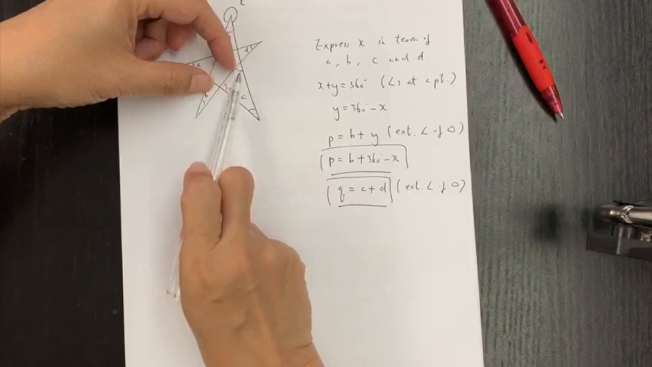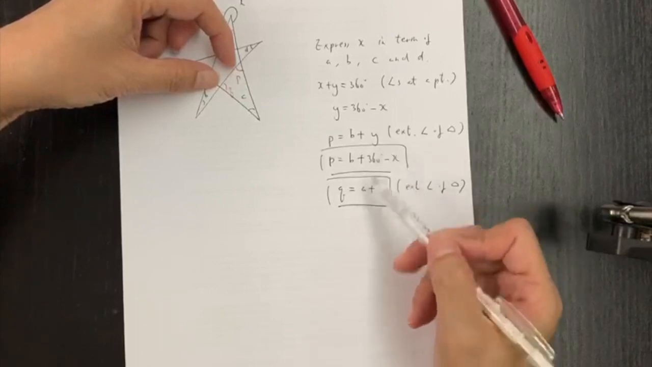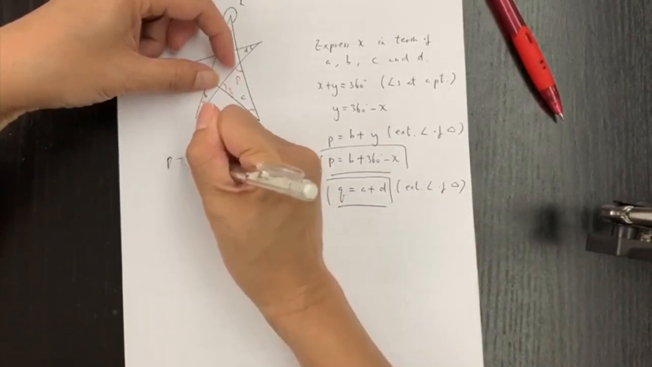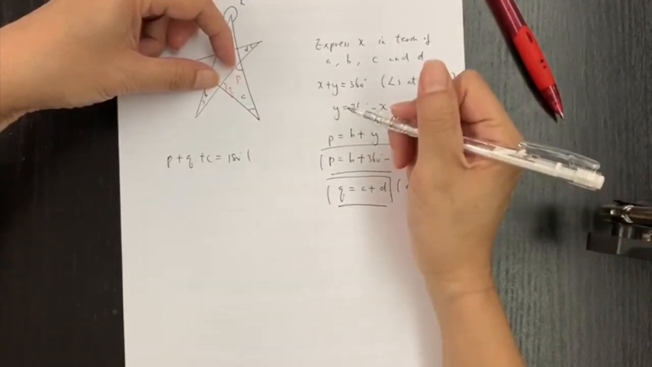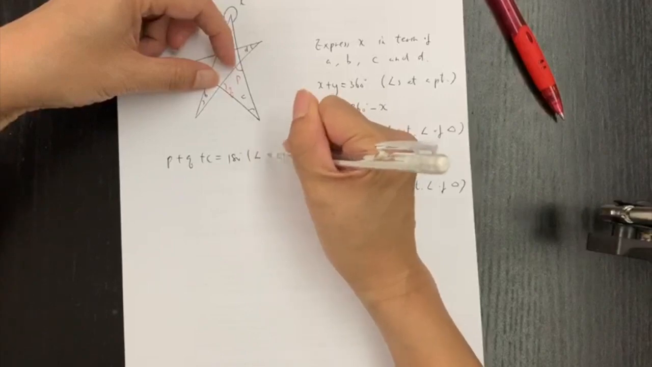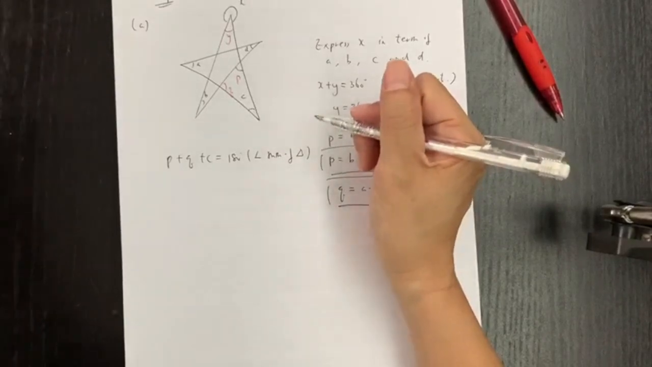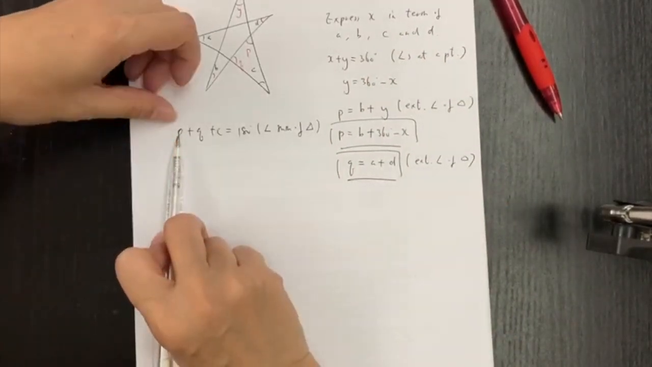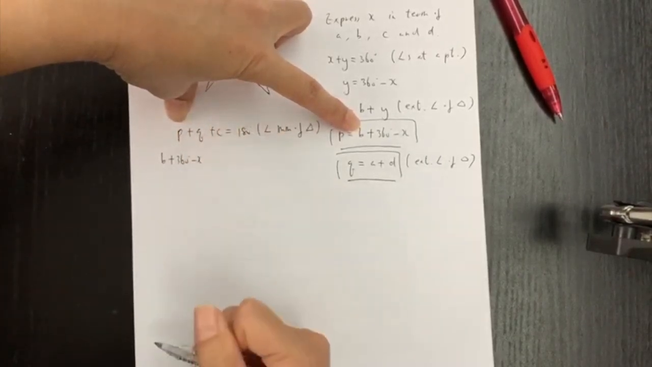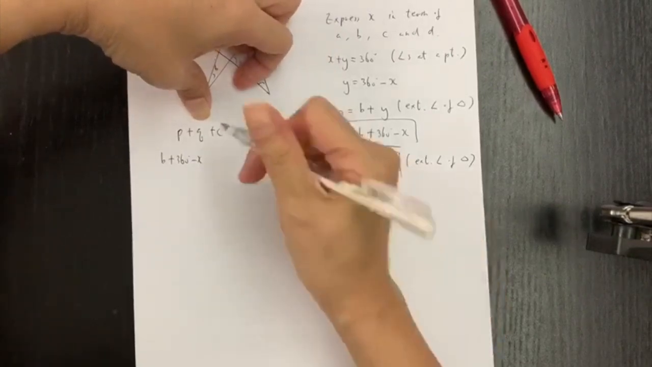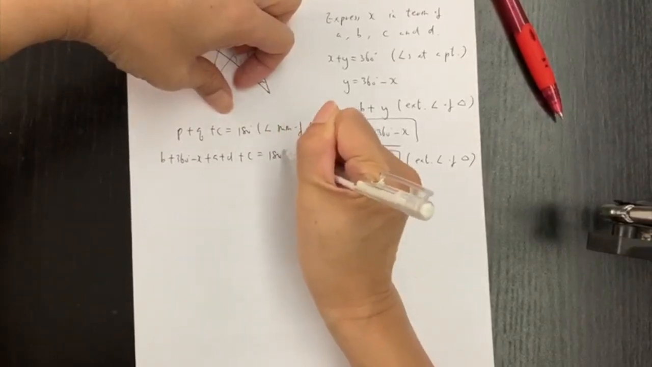Now finally, look at P, Q, and C. These are all the interior angles within the triangle, so I can link them together, saying P plus Q plus C is equal to 180. What is the reference? Angle sum of triangle, right? Yes. Now what is P? P is B plus 360 minus X. And then what is Q? Q is here. So A plus D plus C equals 180.